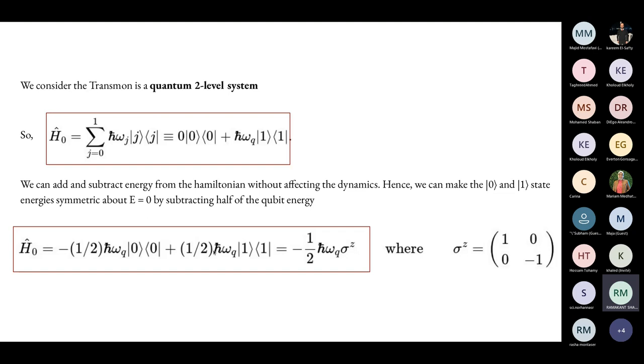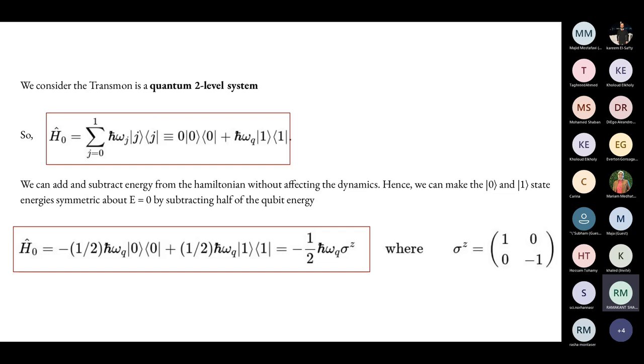But this does not change the dynamics of our Hamiltonian, and in the end, we find a very significant expression that you might have seen in some references to describe the Hamiltonian or the energy of the transmon qubit, which is -1/2 H bar omega q sigma z. And just as a reminder, sigma z is actually represented by this matrix, which, if you are familiar with quantum computation, is referring to the Z gate. Okay, so what do we have here?